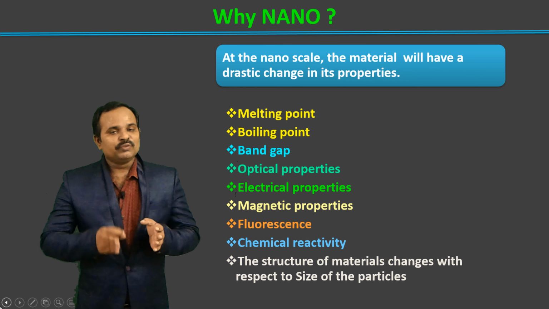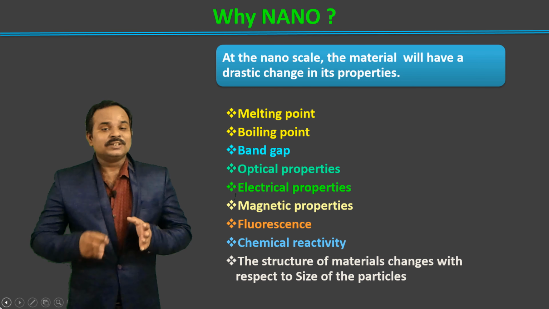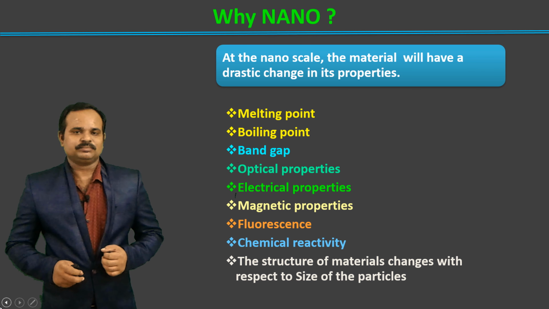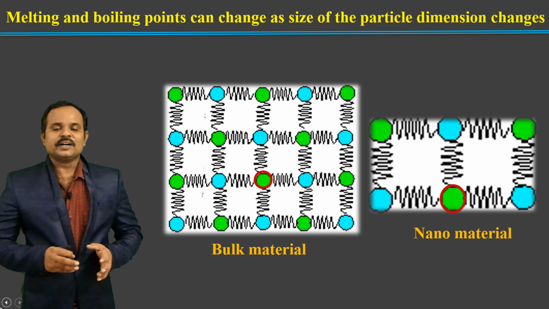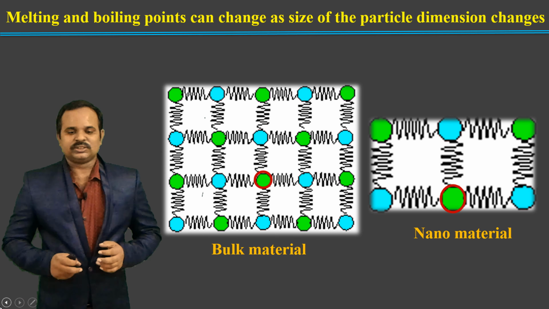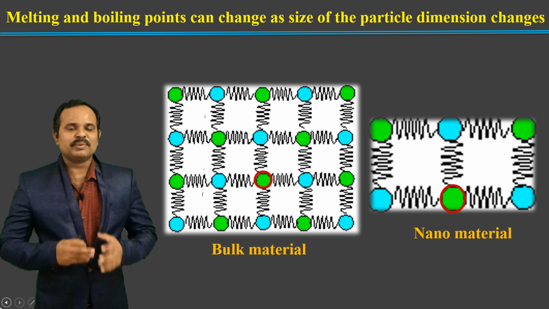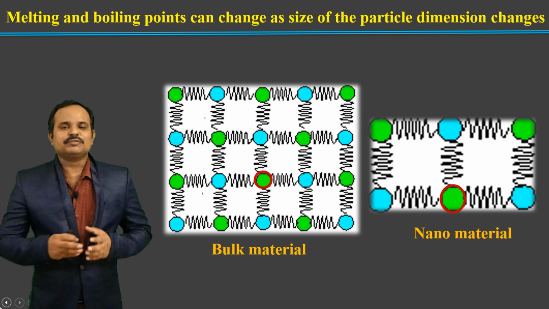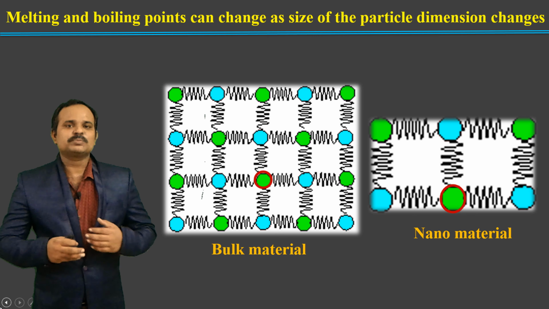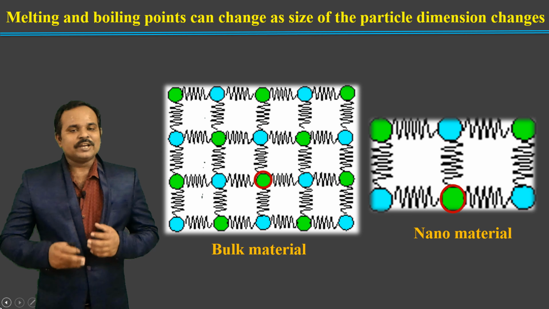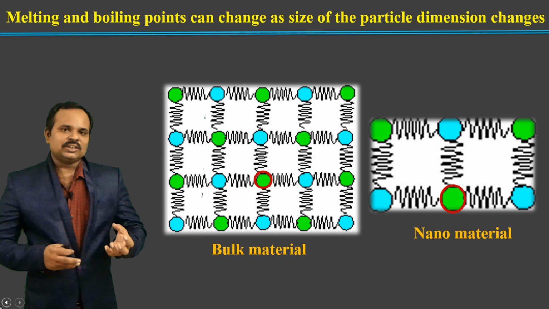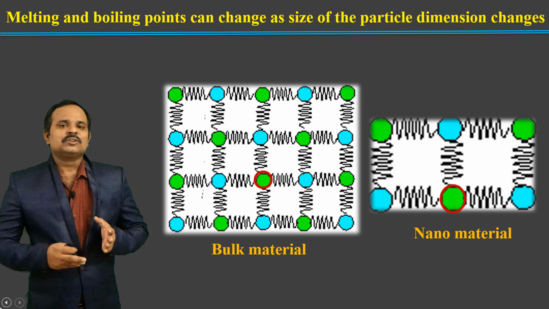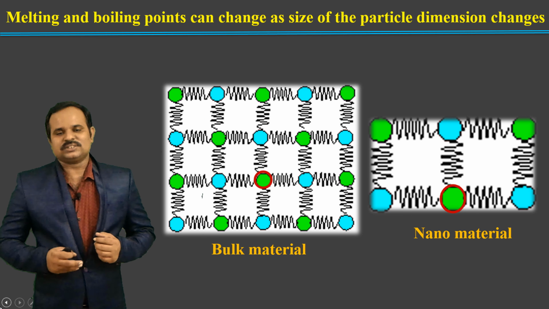And also, when we go from bulk to nano, the crystal structure may also change with the size of the particle. Let's see how the melting and boiling point change for a nanomaterial. As you can see in the picture, it is a diatomic molecule. Each atom is bonded with the other atom with 4 bonds. This is a spring model we have shown here. That means if you want to remove one atom completely from the structure, we need to give energy 4 times the bond energy of the crystal.